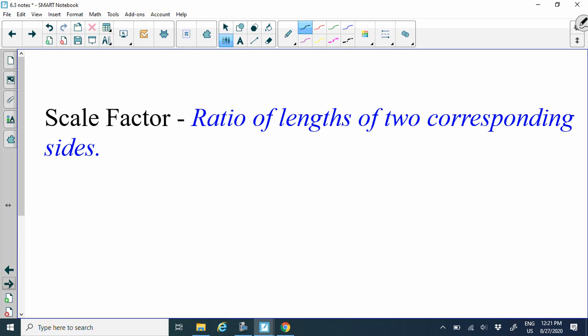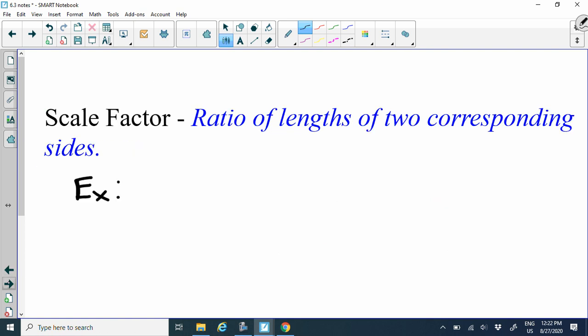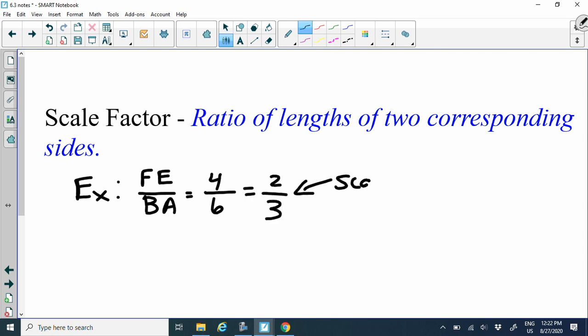Okay, so scale factor is the ratio of the lengths of 2 corresponding sides. So let's say, for example, going back to similar polygons, and we had those two figures, okay? Let's talk about FE and BA. Those are corresponding sides, we can write a fraction. Remember, FE was 4 and BA was 6. And of course, you simplify it, so 2/3 is what we would call the scale factor.